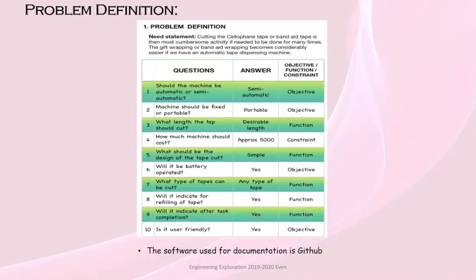Problem definition: cutting the sellotape or band automatically. Gift wrapping becomes considerably easier if we have an automatic tape dispensing machine, which is portable and user-friendly. According to our needs statement, we frame questions. By this, we got objectives, functions, and constraints. And the software used for the documentation is GitHub.